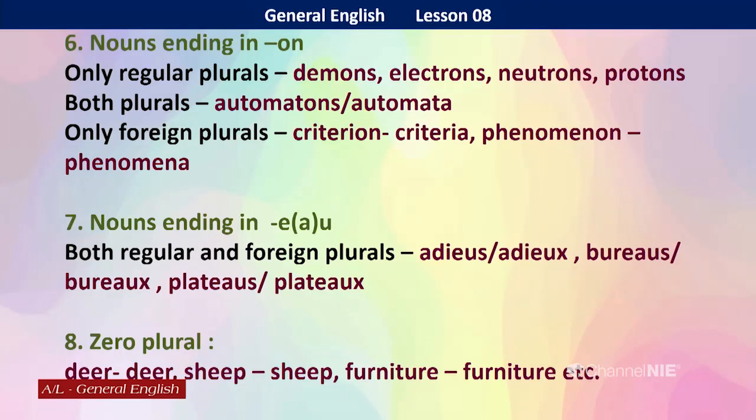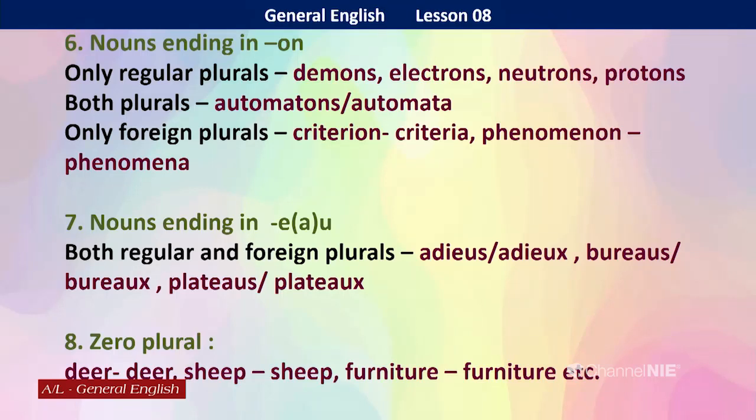Automatons, automata. Both are counted as plural nouns. Then there are foreign plurals too in this category. Criterion, plural noun is criteria. Phenomenon, plural noun is phenomena. So that is another category.